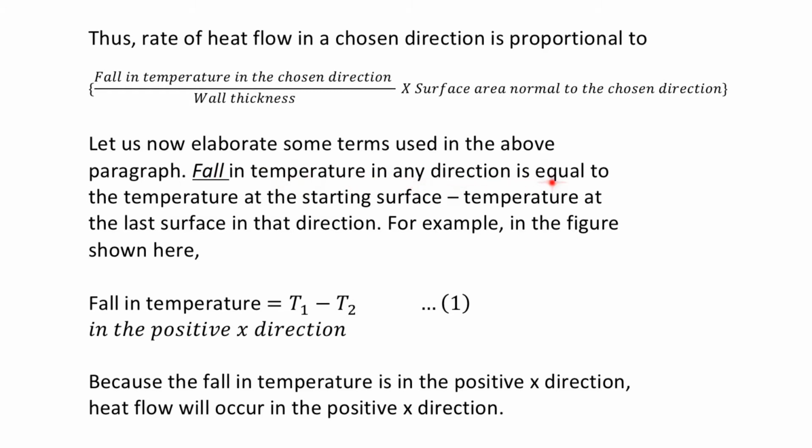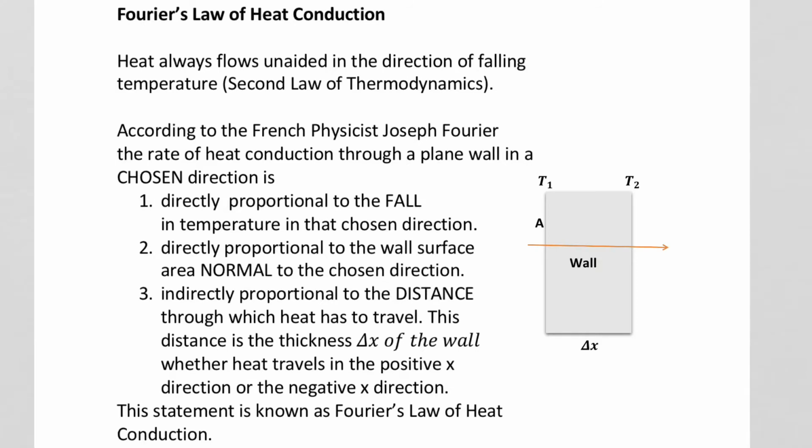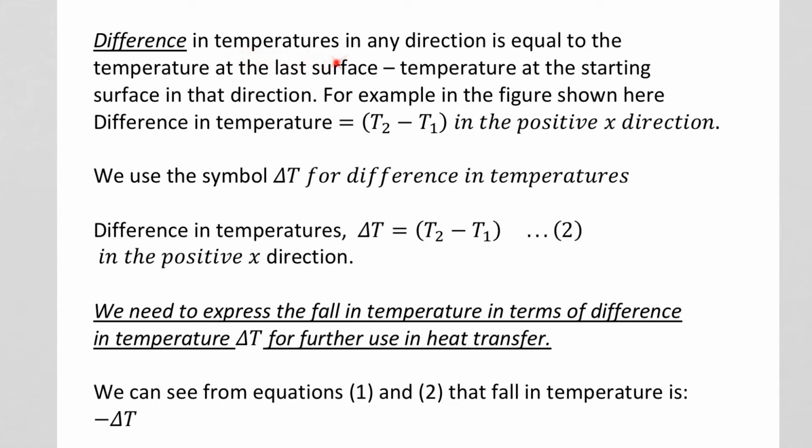Fall in temperature in any direction is equal to the temperature at the starting surface minus the temperature at the last surface in that direction. For example, in the figure shown here, fall in temperature is equal to T1 minus T2 in the positive x direction. Difference in temperatures in any direction is equal to the temperature at the last surface minus the temperature at the starting surface in that direction. For example, in the figure shown here, difference in temperature is T2 minus T1 in the positive x direction.